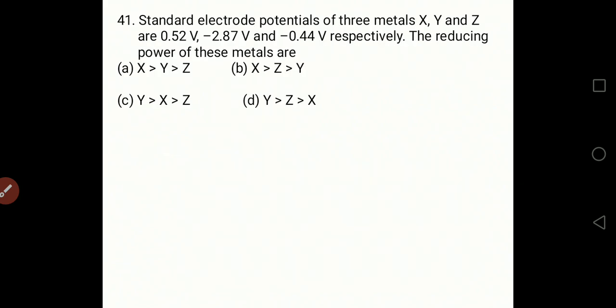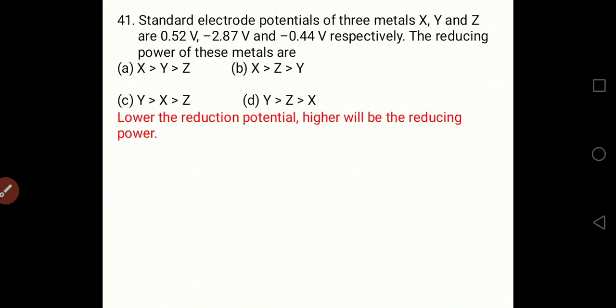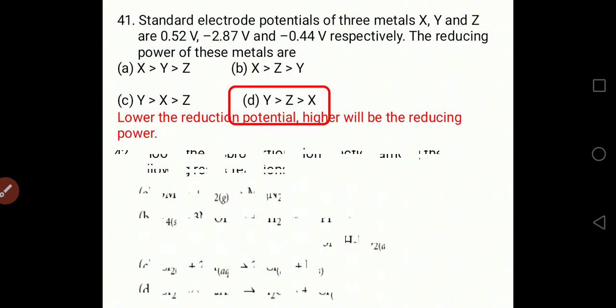41. Standard reduction potentials are given, the reducing power of these metals. Always remember, the lower the reduction potential, that is, the more negative the reduction potential, the better the reducing agent. For example, lithium is a very good reducing agent because it has minus 3 point something. So remember, good reducing power is there for Y, which is highest. So 2 options left. Then it comes Z because minus 2.87, then minus 0.44. So the answer is D.